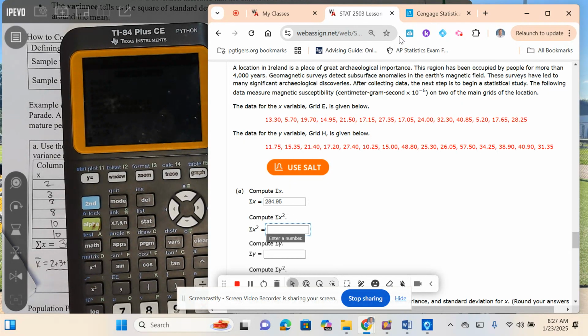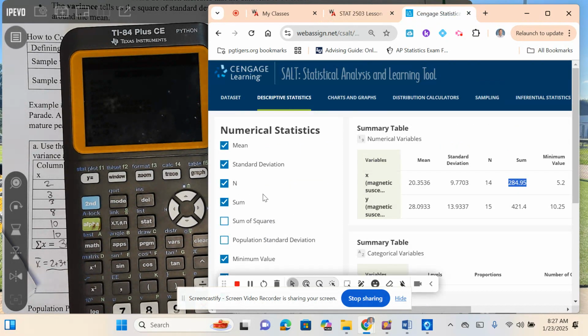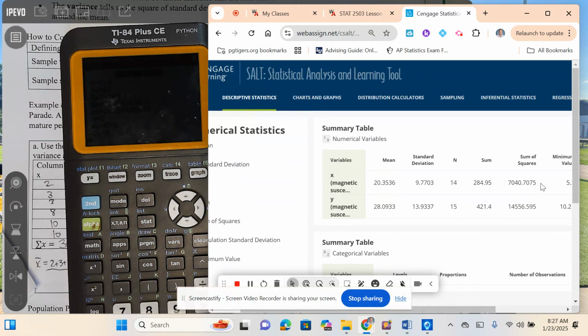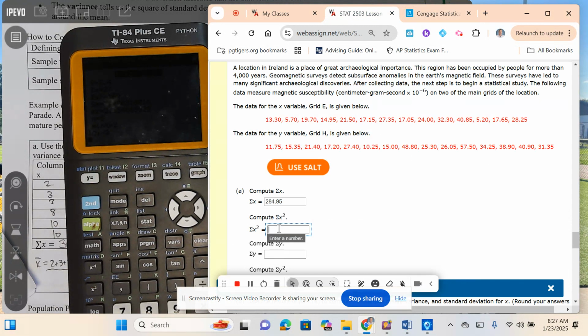Sigma of X squared. What is that? That's the sum of the squares. You got to click on sum of the squares as well. So you got to do this for the X and the Y. So sum of squares is right there. Control C, Control V. Do they say how many decimal places they want? I don't see it. I guess I'm just going to go off of what they're giving me here.